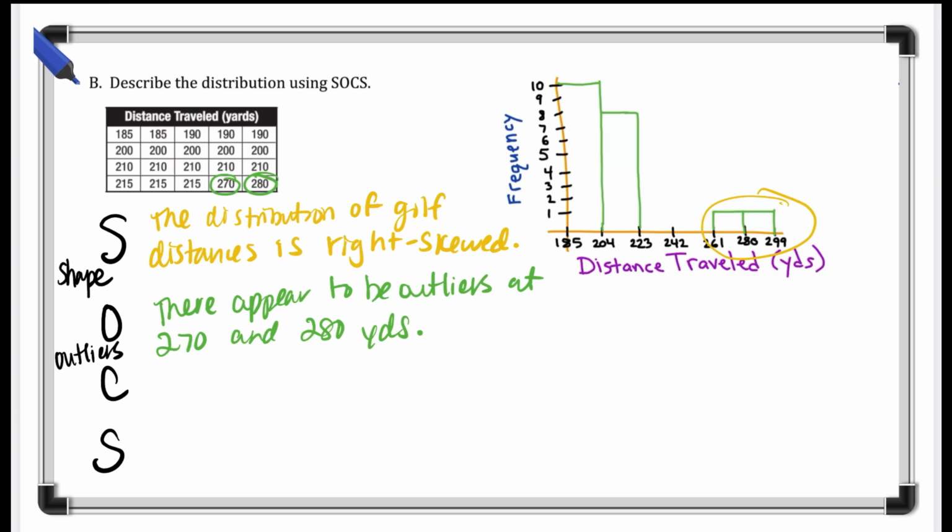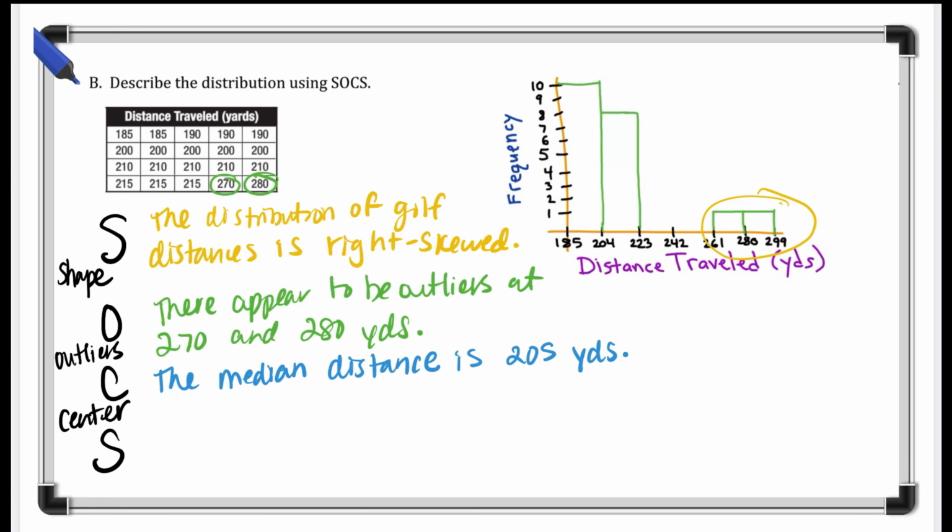When we look at the C, we are looking at the center. When our data is symmetric, we're going to talk about the mean. When our data is skewed, which is the sort of distribution that we see, we're going to use the median. So we're going to talk about the median distance. The median distance we found from our 5-number summary from our calculator, and that median distance is 205 yards.